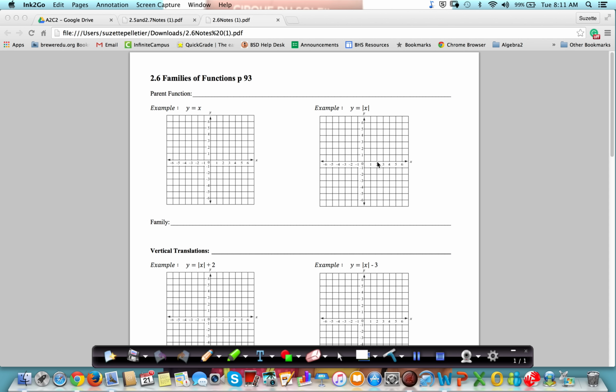All right, families of functions. The first thing we're going to talk about when we talk about families of functions are the parent functions. That's a very important part of graphing any function, is knowing the parent function. So a parent function is the simplest form, it's the simplest function with those characteristics.